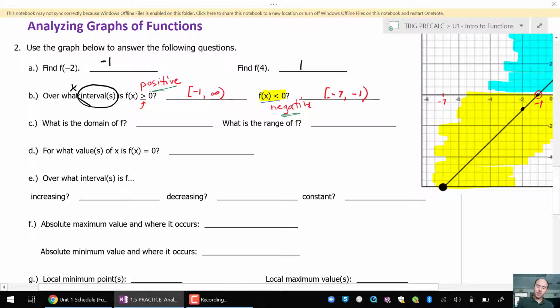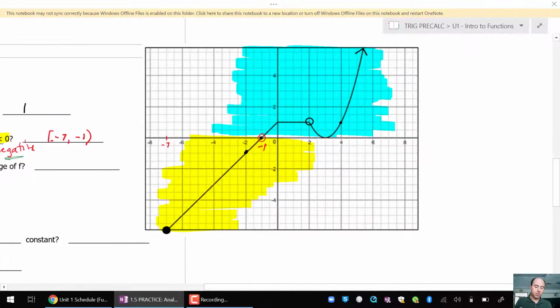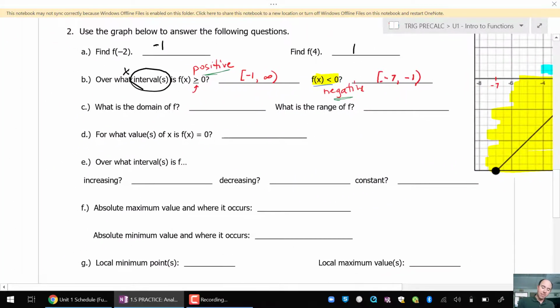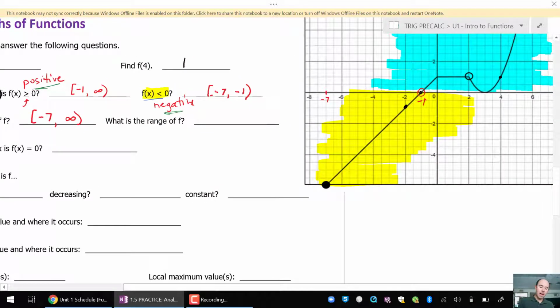Now, domain and range. Domain left to right, x values. My leftmost x point is -7, and the rightmost x point just goes on to infinity. So -7, again, we're going to include -7, so use a closed bracket around it, and then go up to infinity.